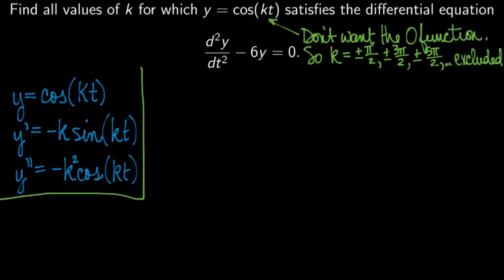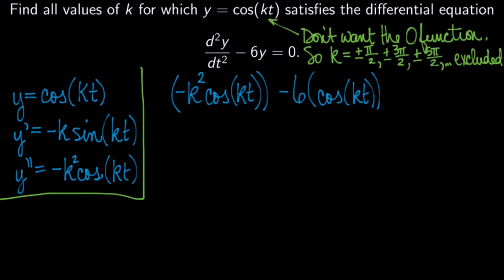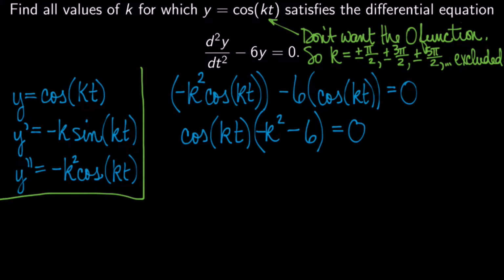That's my scratch work off to the side. I'm going to use my y and my y prime prime expressions here, and I'm going to substitute them into the equation. I get minus k squared cos kt minus 6 times cos kt is equal to 0. And I need to simplify this and factor out a cos kt, and so the other factor is going to be negative k squared minus 6 is equal to 0.